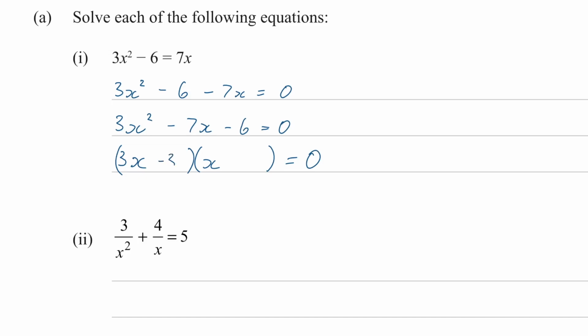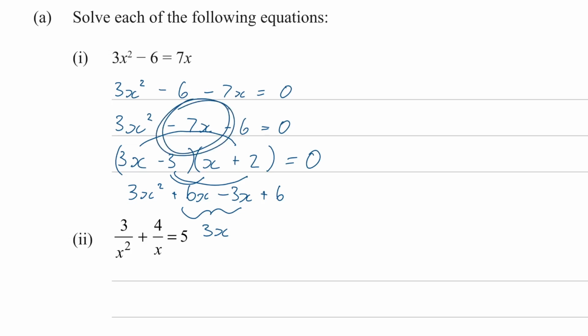So if we put -3 here and +2 here, and we expand it out, so we're just checking now, we get 3x squared. We'd get 3x times +2, which is +6x, minus 3 times x minus 3x, minus 3 times +2 minus 6. And that becomes 3x, which is not minus 7x, right? That's what we were trying to get those two terms to equal, which tells me we picked it the wrong way around.